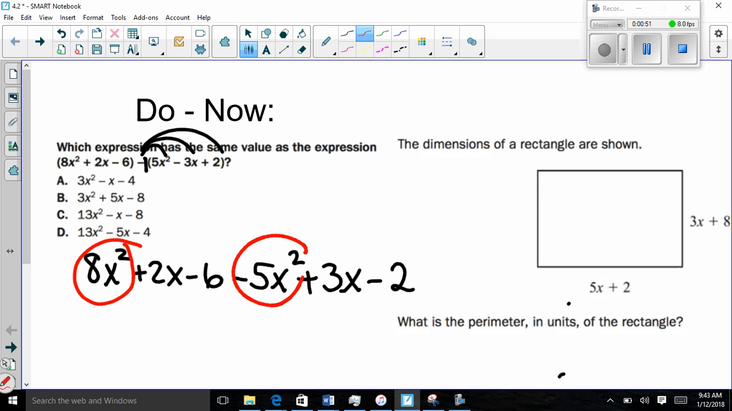-5x squared, right? They have the same last name. What's 8 minus 5? 3, because it's technically 8 plus -5. 8 minus 5, it's the same thing. 3x squared. Which two can we eliminate off the bat?